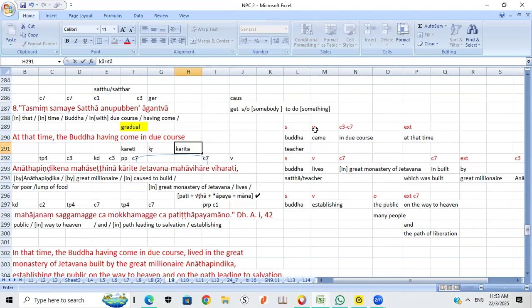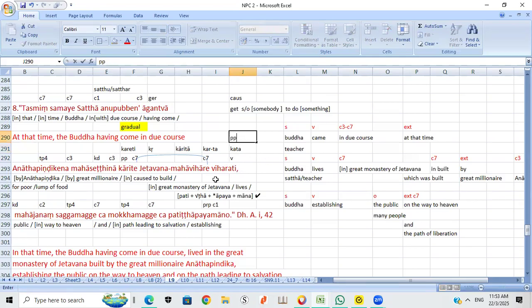Okay, so karita, if you take from here, means ka plus ta. Technically, when there is an r here, normally the PPP of this should be kata. No, this is a PPP.